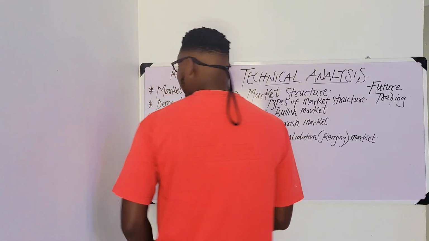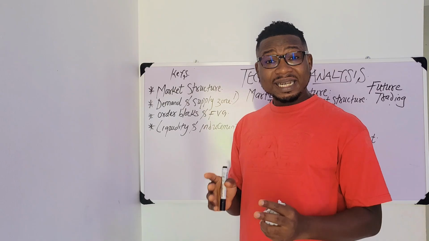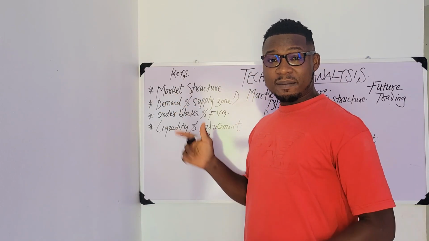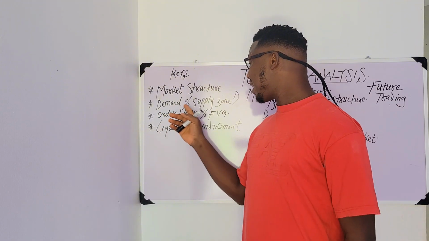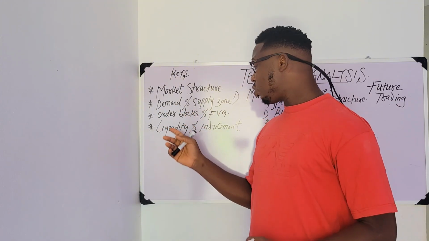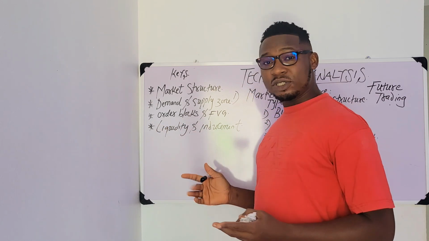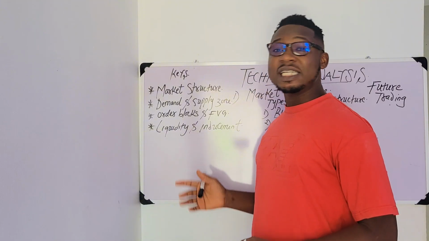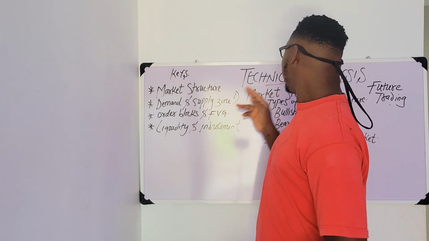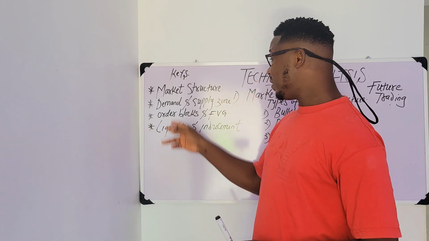And then we have this. This is market structure. When you're talking about technical analysis, you have to understand market structure. After market structure, you go straight to demand and supply zones. After demand and supply zones, you talk about order blocks and fair value gaps. After that, you talk about liquidity and inducement. These are just things you need to know when doing your technical analysis.